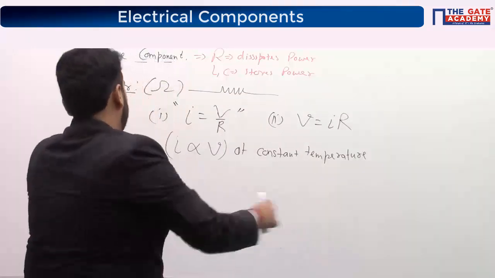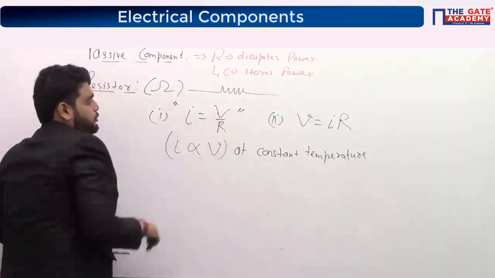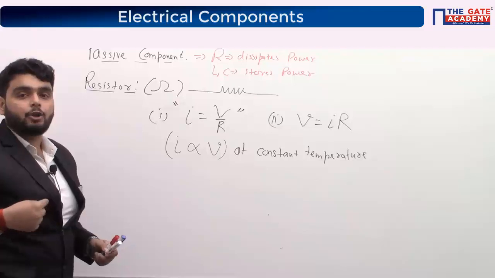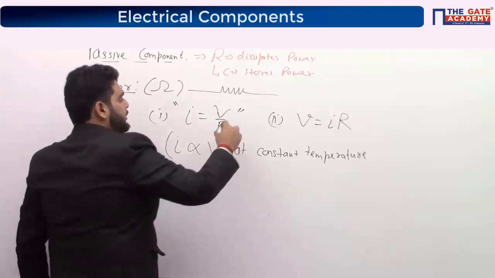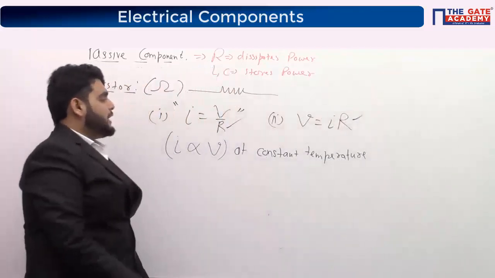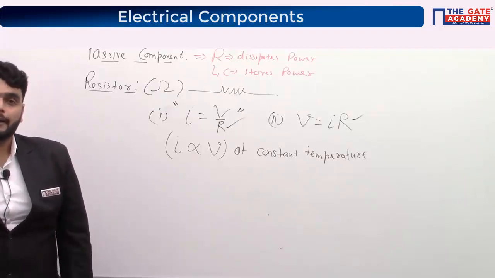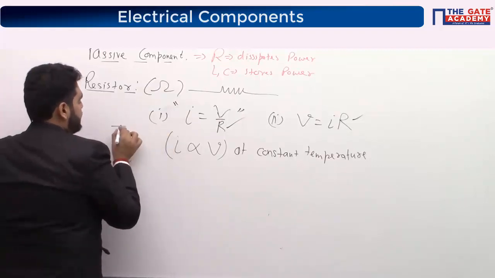So this point, that current is directly proportional to the voltage applied to it. Now, if I am talking about it mathematically, both equations are correct: I equal to V by R, V equal to IR. Okay, this is known as the first form of Ohm's law.